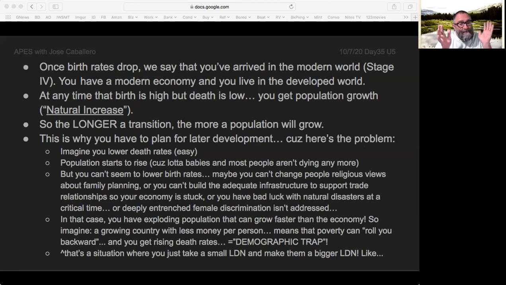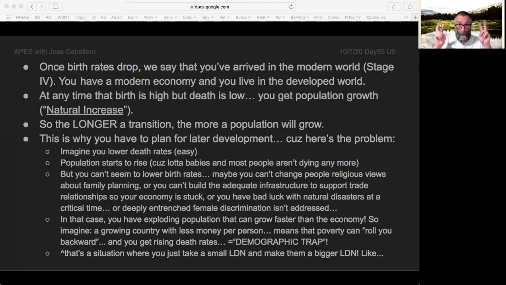Maybe you can't change their religious views. Maybe you can't build the infrastructure. Maybe you have some bad luck. This is where a growing population can grow faster than the economy. Just think about that. I know that I've been babbling for a long time, but this is a big deal. I've got a couple slides left and then we'll stop. Imagine that you have a rapidly growing population where the economy doesn't grow as fast. In other words, you've got more and more people who, instead of later development, are becoming poorer and poorer.